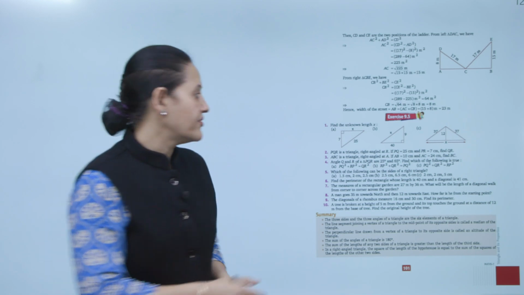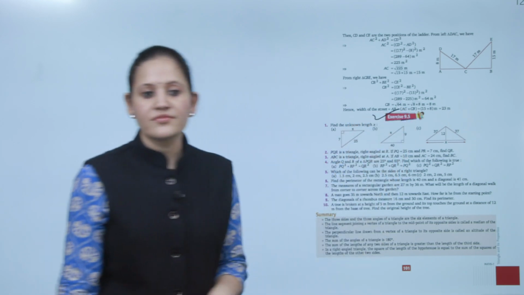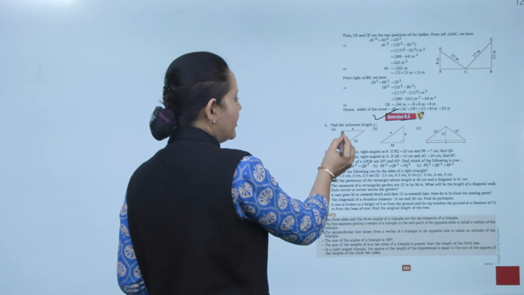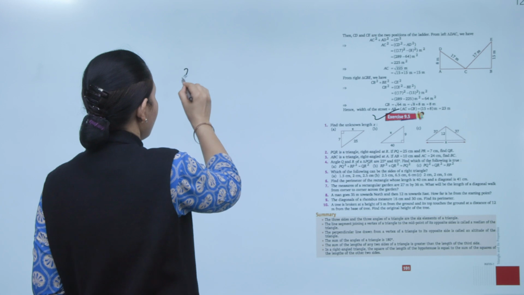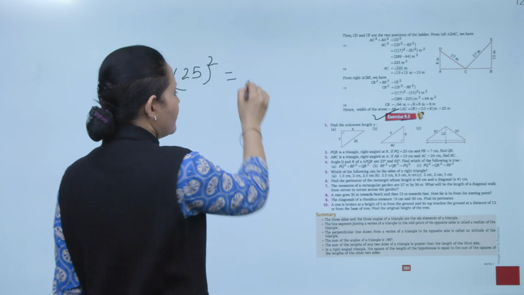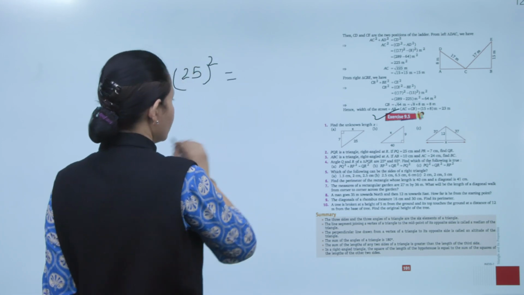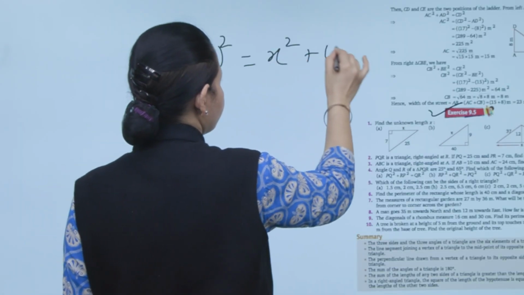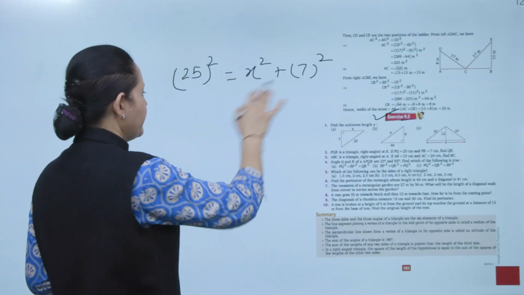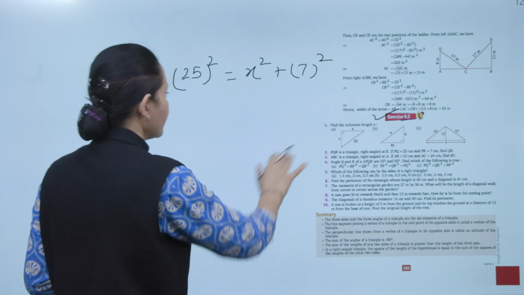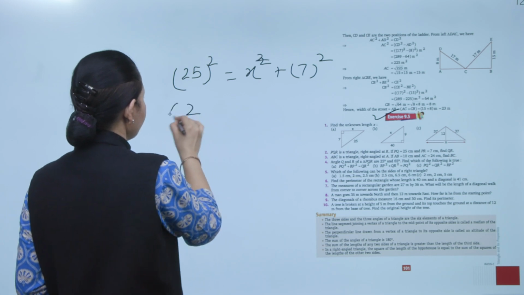Next is exercise 9.5. Find the unknown length x. So, right here it is right angle, इसके opposite में जो होगी hypotenuse. So, as we know, square of hypotenuse is equal to the square of other two sides. So, Pythagorean theorem के according हो जाएगा hypotenuse का square equals the sum of squares of the other two sides. So, that is 625.